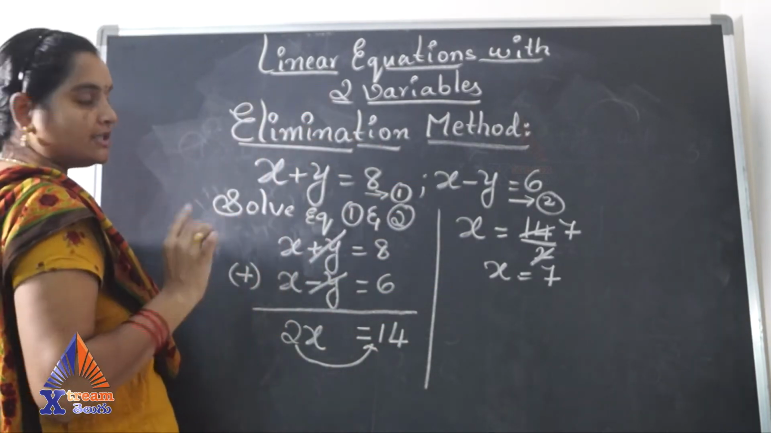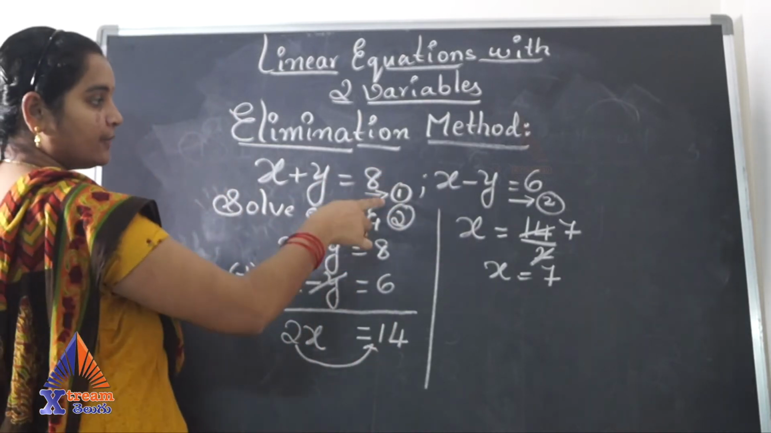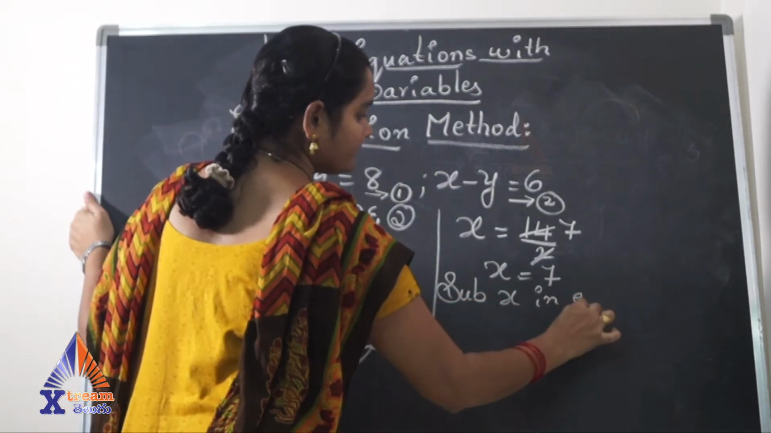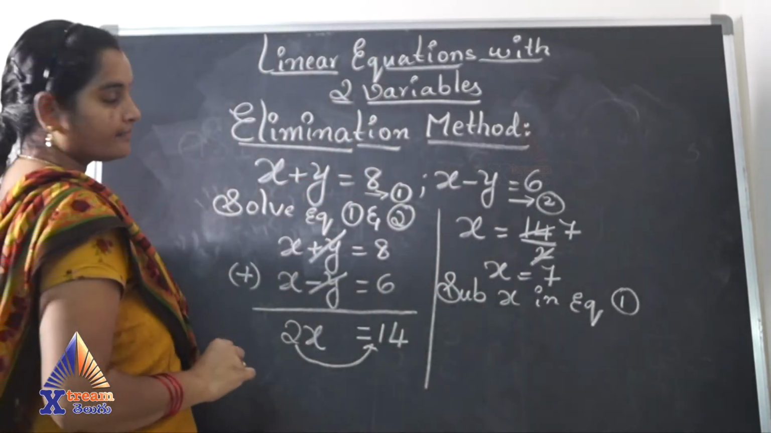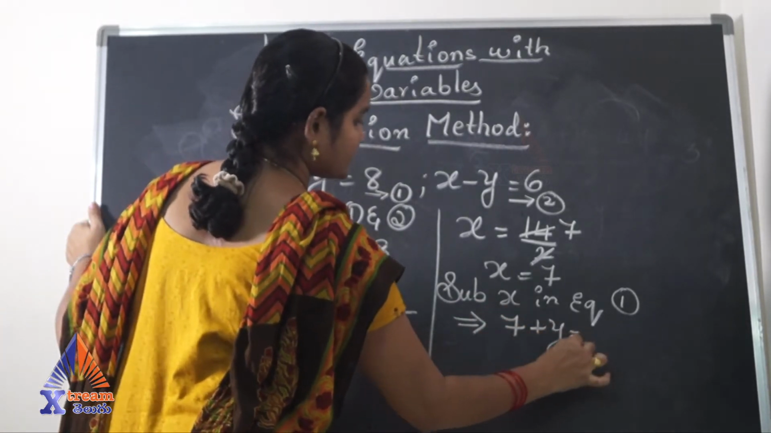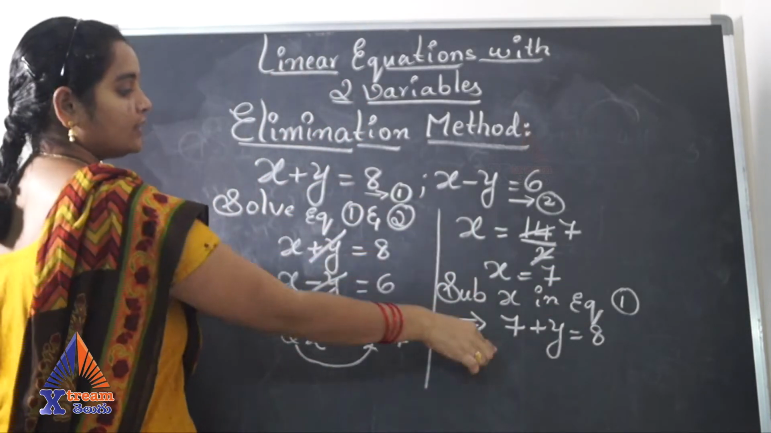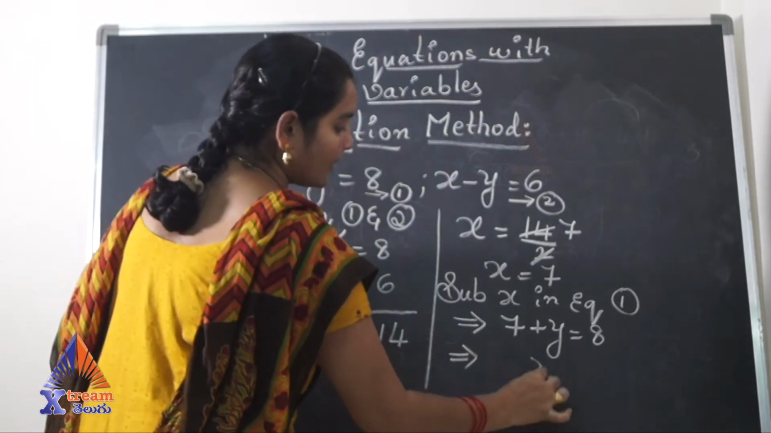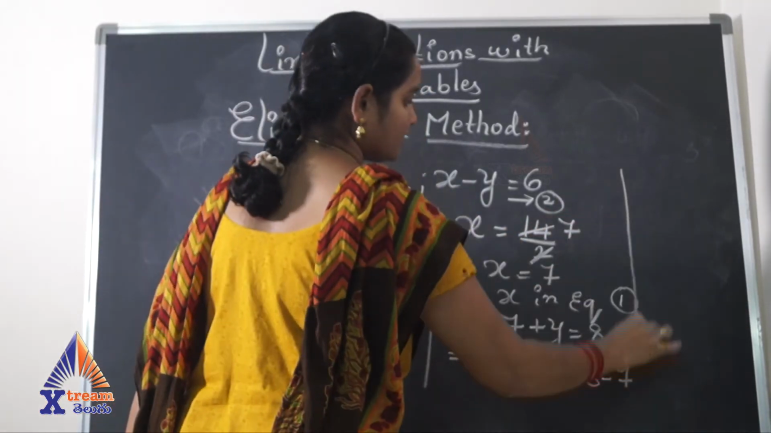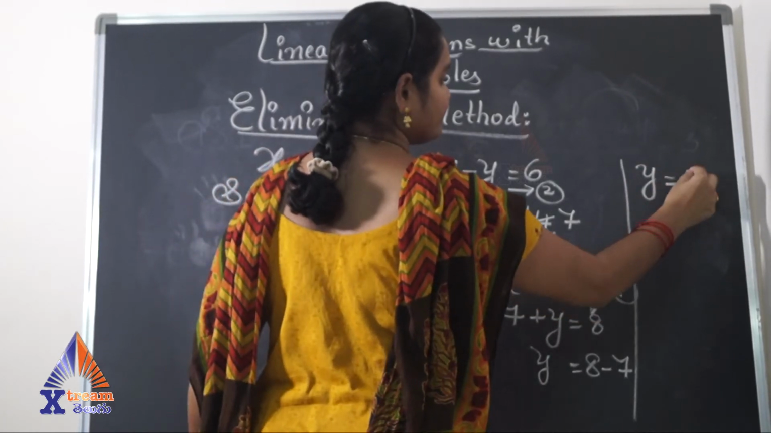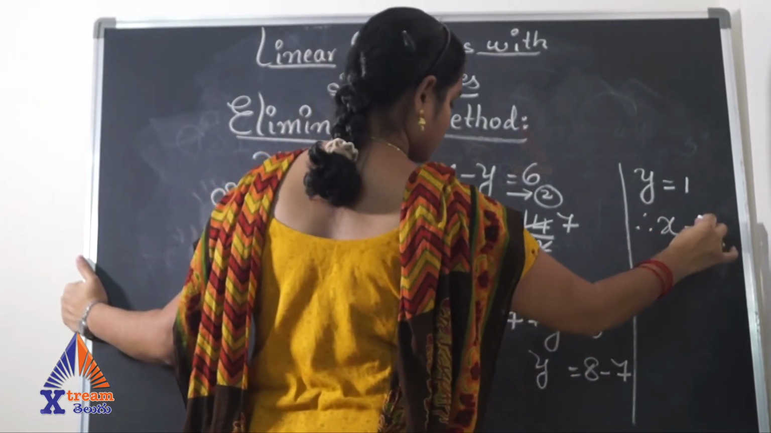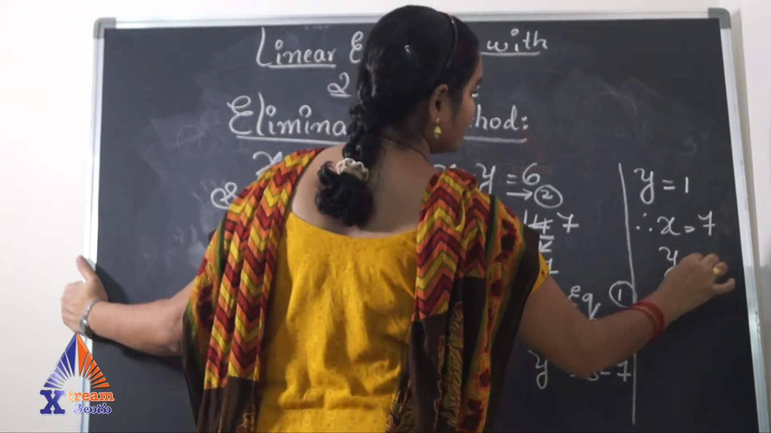Now here again we use substitution. We take any of the equations, either equation 1 or equation 2. So we'll substitute x in equation 1. So we get 7 plus y is equal to 8. I have substituted this in equation 1 directly. So y gives us 8 minus 7, where we get y is equal to 1. So therefore x is equal to 7 and y is equal to 1.